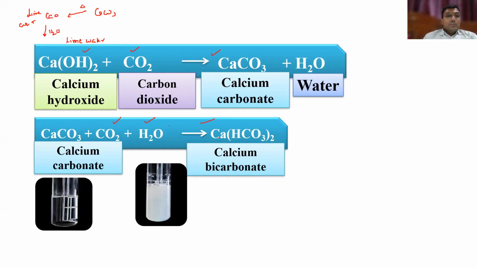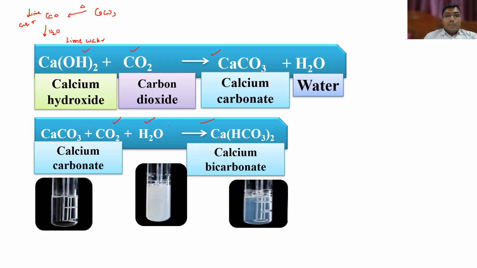So here, one important thing I want to mention: calcium bicarbonate. First of all, calcium carbonate forms a milky white precipitate. Calcium hydroxide, when you add CO2, you get a milky white precipitate. This milky white precipitate forms a clear solution again when you pass excess CO2. So you get a clear solution. Why? It leads to the formation of bicarbonate. So carbonate is a precipitate and bicarbonate is soluble in water.